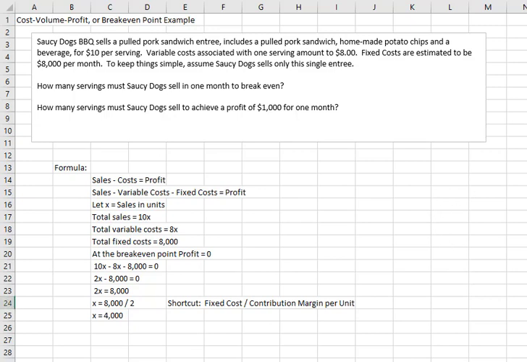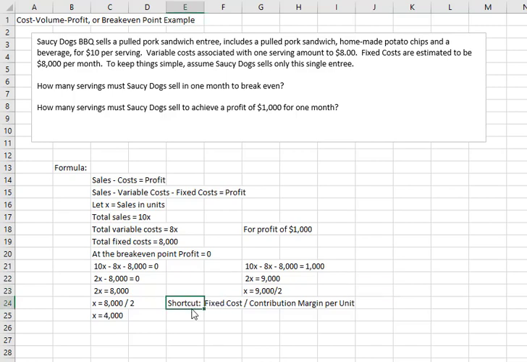The second part of this problem asks how many servings to achieve a profit of $1,000 per month. Okay, so we can just change this formula right here. Instead of making profit zero, we're going to make it 1,000. Okay, so 10x minus 8x minus 8,000 equals 1,000. Okay, so I can reduce that to 2x equals 9,000. And x equals 9,000 divided by 2.